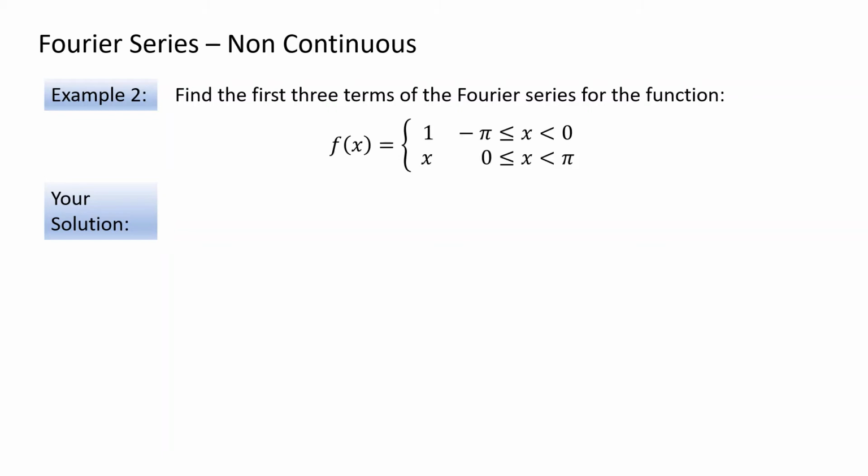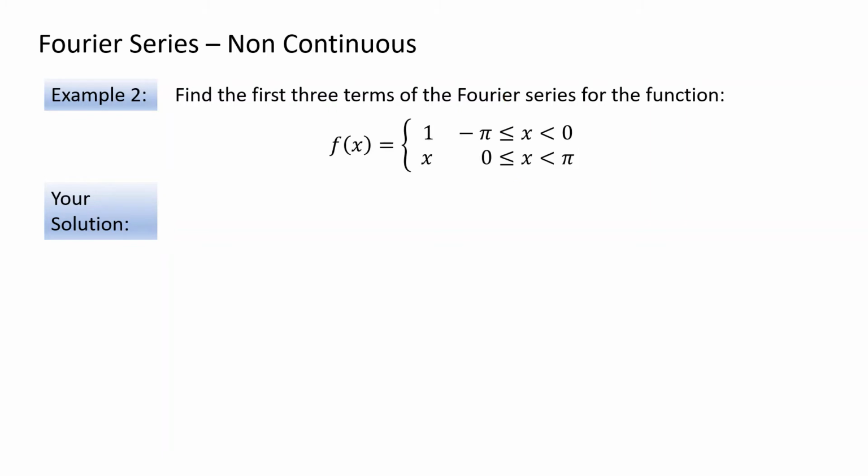So find the first three terms of the Fourier series for the function f of x equal to 1 for the interval negative pi is less than or equal to x is less than 0. Okay, so the less than or equal signs are important, and I'll show you why in a second. And it's equal to x for 0 less than or equal to x and less than pi.